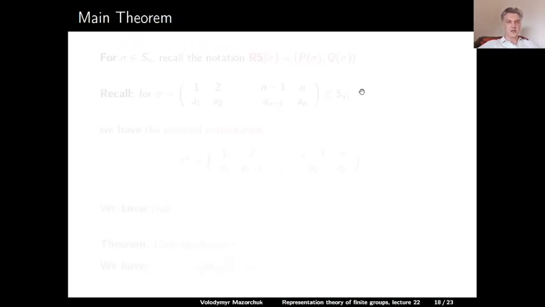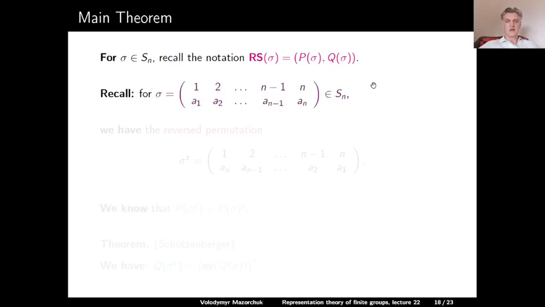Now we can formulate the main theorem. For sigma in Sn, recall that we denote the Robinson-Schensted correspondent of sigma by P of sigma, Q of sigma. So this is a pair of standard Young tableaux of the same shape. The shape is some partition lambda of n.